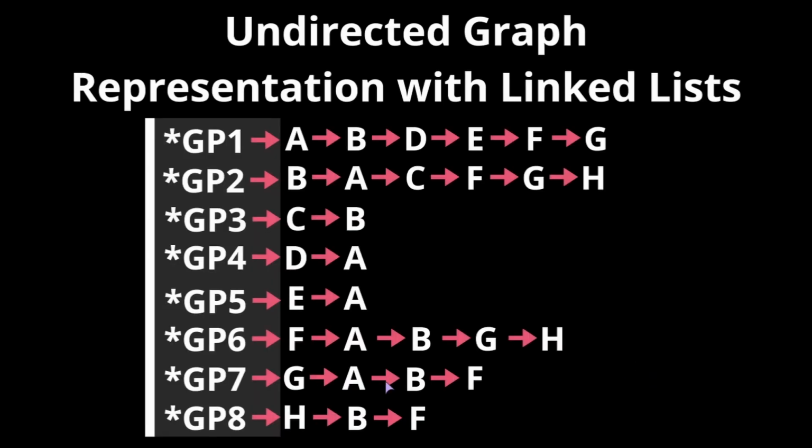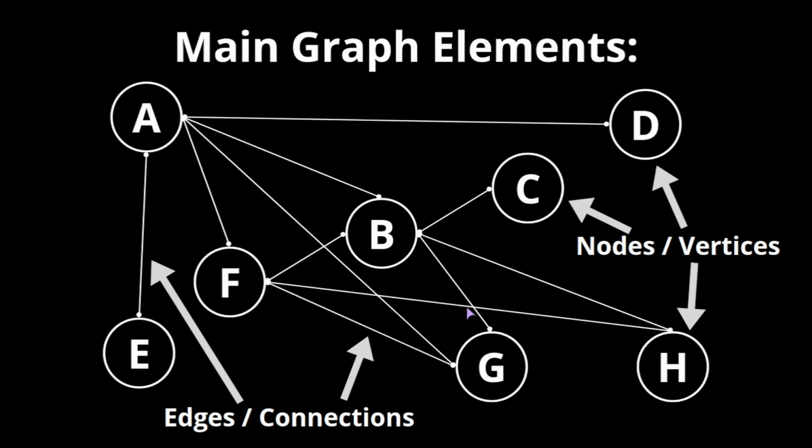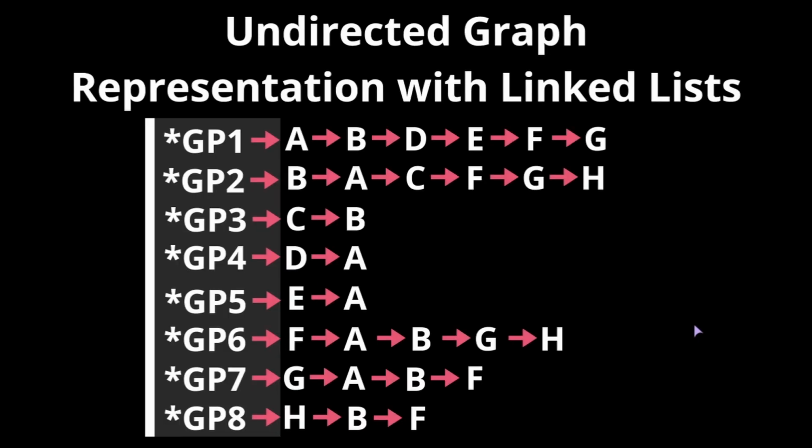And G is connected to A, B, F. So G is connected to A, to B, and to F. And H is connected to B and F. So H here is only connected to B and to F. So this is how we're going to represent our graph using linked lists.